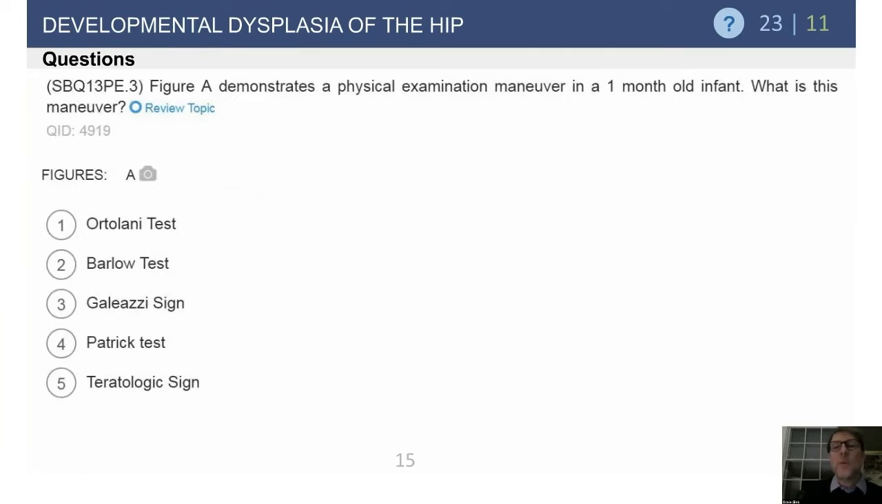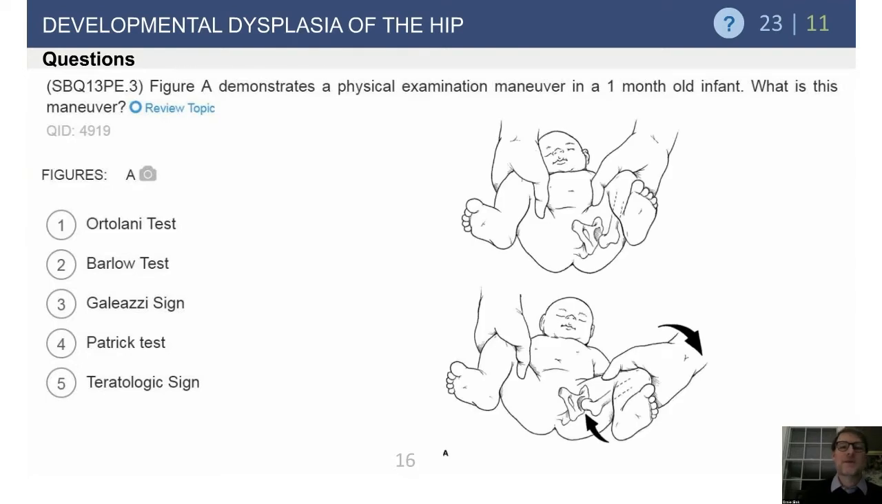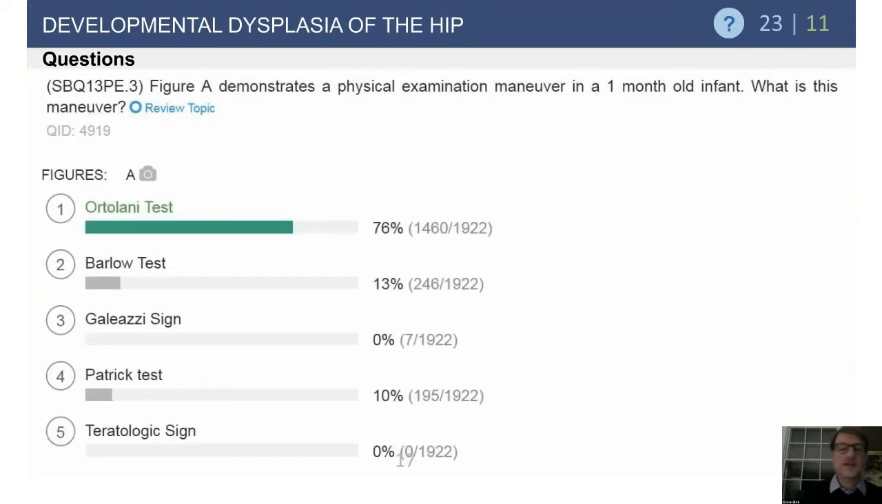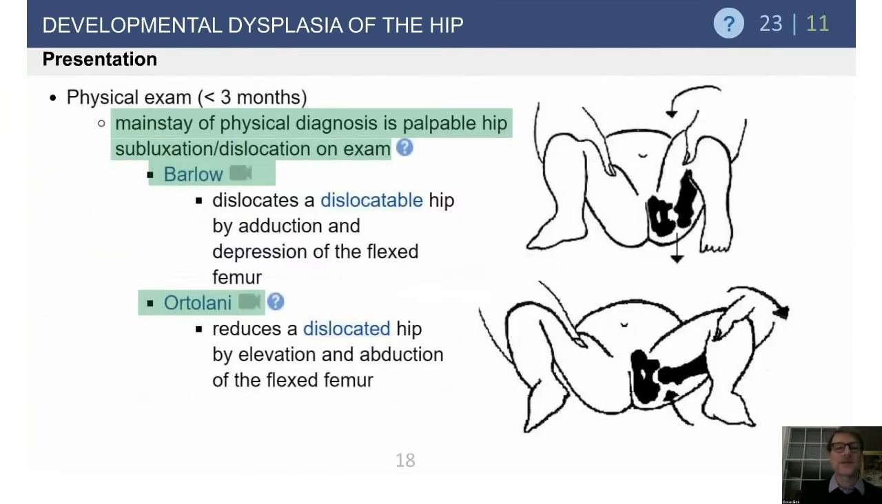So basically a 1-month-old infant. What is this maneuver? Well, here the hip is dislocated, and with abduction and pushing up on the greater trochanter, you can feel it reduce. This is the Ortolani sign. And how I remember it is O means it's out. Ortolani is out, so you can reduce it. Now, a hip may be dislocated and irreducible, and that's more the teratologic type hip.